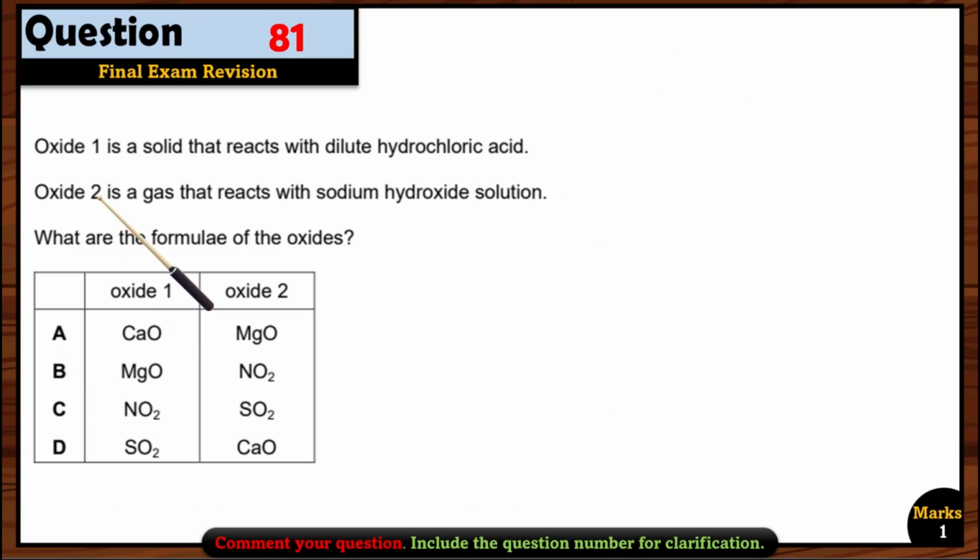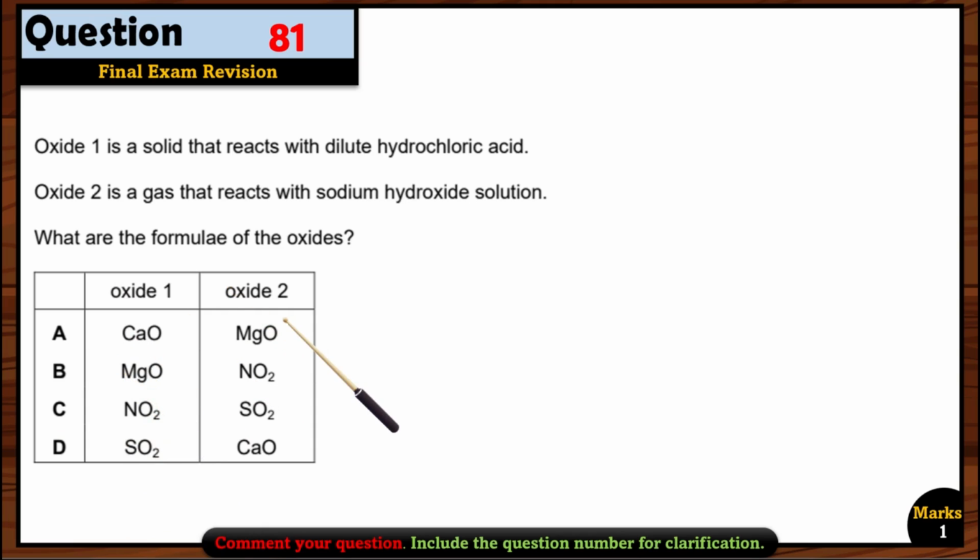Let's see question 81. Oxide 1 is a solid that reacts with dilute HCl. Oxide 2 is a gas that reacts with sodium hydroxide solution. So now we have to look for the oxides. This one is basic in nature because it's reacting with an acid. And this one should be acidic in nature because it's reacting with a base. So now let's see where we can find the basic one. Calcium, yes, it's basic. Magnesium, also basic. Nitrogen dioxide and sulfur dioxide both are acidic in nature. So only option A or B can be right.